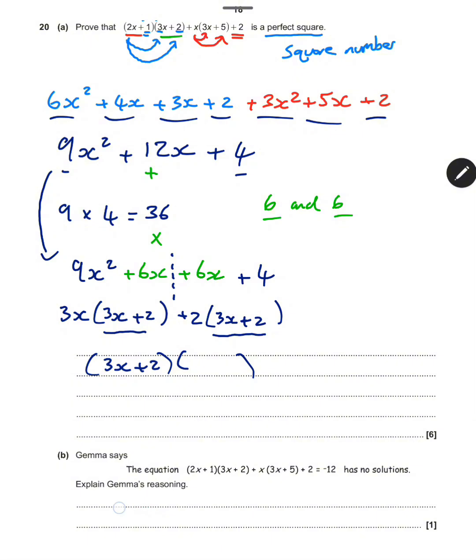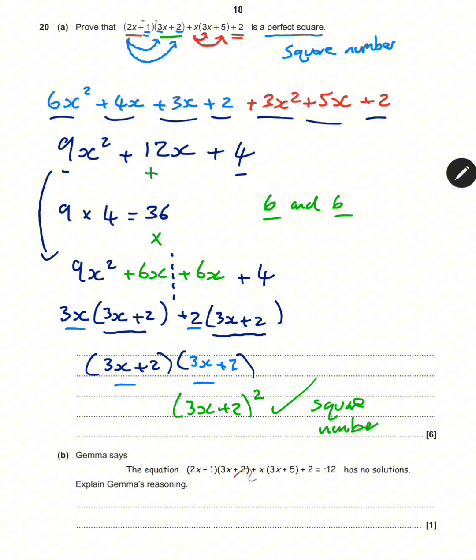Where does my second bracket come from? Well, if I look at this 3x and this 2, they're in my second bracket. And what we've got is matching brackets, so I can rewrite this rather than 3x plus 2 times 3x plus 2, I can just write it as 3x plus 2 all squared, and that there is a square number. Why? Because whatever's in the bracket doesn't matter, I'm then going to square it, so I must have a square number.